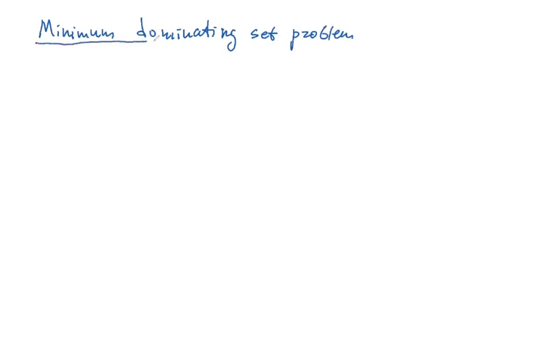All right, so next we are going to establish the complexity of one more classical optimization problem in graphs. It's called the minimum dominating set problem. So let's first define the dominating set. A subset of vertices, let's call it D, a subset of V, is a dominating set.